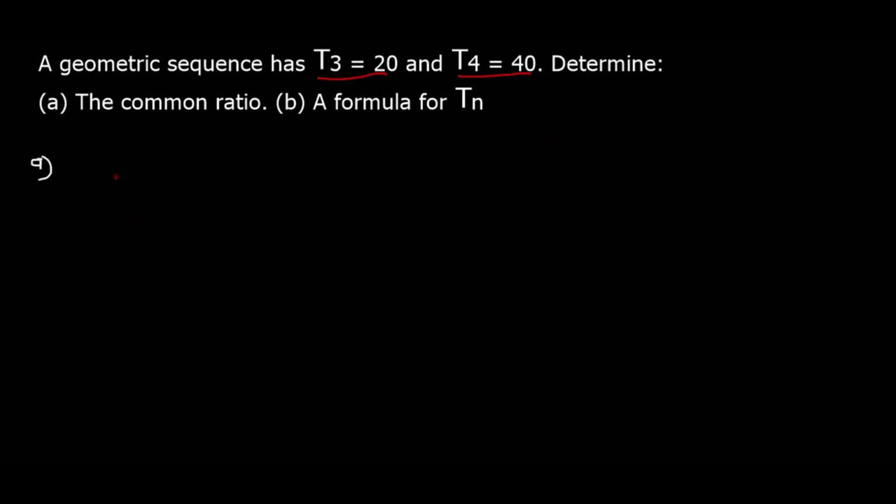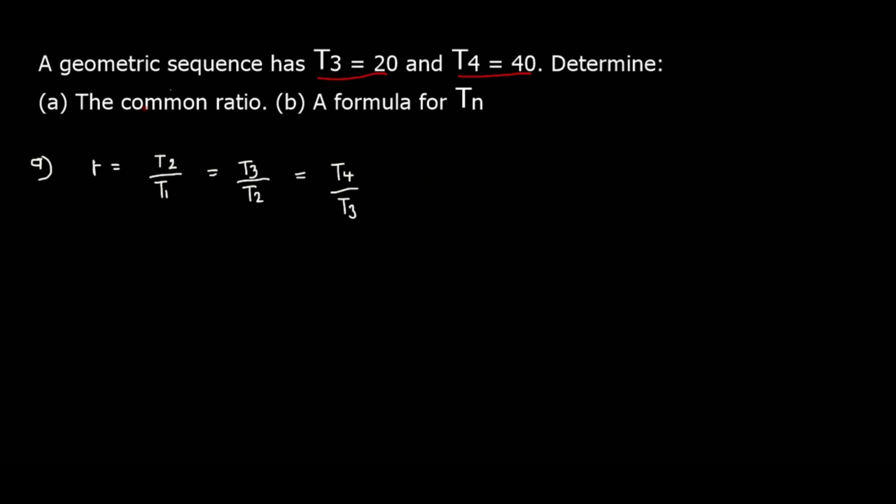Determine the common ratio. For a geometric sequence, the common ratio R is equal to T2 divided by T1, which is equal to T3 divided by T2, which is equal to T4 divided by T3, which is equal to T5 divided by T4, and so on and so forth. So this doesn't mean we must always stop at T3 divided by T2. You can say T4 divided by T3, T5 divided by T4.